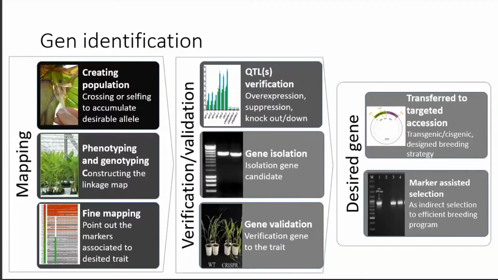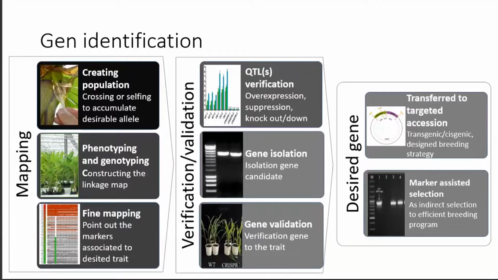And once the gene is validated, we can use the gene for genetic improvement with this kind of biotechnology, for transgenic or cisgenic approaches in other bananas, or also design and consider it for a breeding strategy. And from this gene, we can also develop marker-assisted selection to make the breeding program more efficient. And actually, marker-assisted selection can be built not only from the genes, but also from markers that we obtain from the fine mapping, to develop molecular-assisted selection.